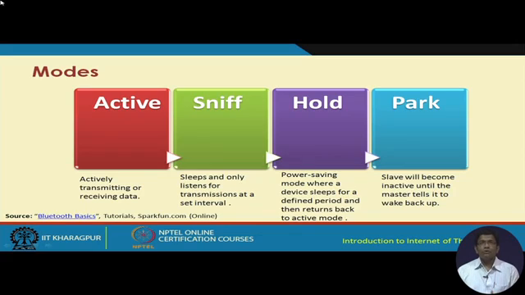In the sniff mode, the device sleeps and only listens for transmission at a particular predefined interval. In the hold mode, also a power saving mode, a device sleeps for a defined period and then returns back to the active mode. In the park mode, the slave becomes inactive until the master tells it to wake back up. So we have these 4 modes of operation of Bluetooth devices: the active mode, fully functional, fully transmitting, fully receiving, and the other 3 modes, sniff, hold, and park, are all power saving modes of different types.